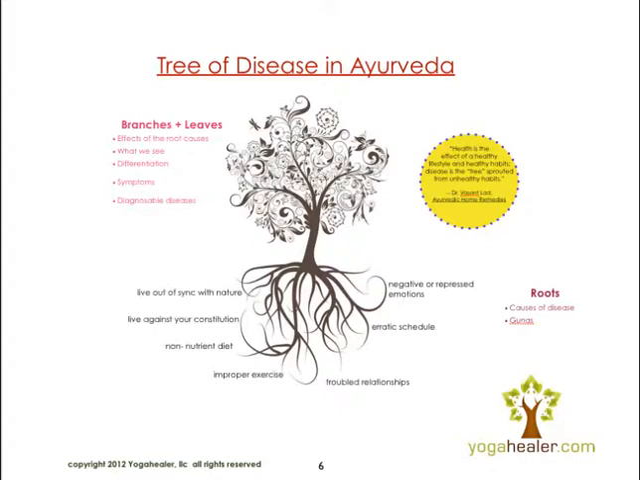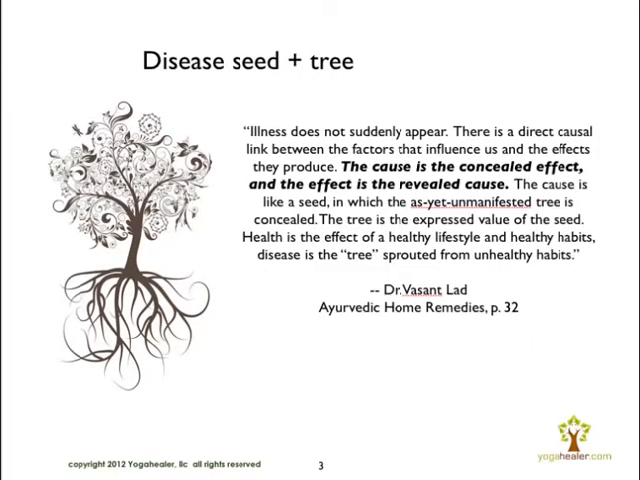And Dr. Vasant Lad, of course, says it just so beautifully. He says, illness does not suddenly appear. There is a direct causal link between the factors that influence us and the effects they produce. The cause is the concealed effect, and the effect is the revealed cause. The cause is like a seed, in which the as yet unmanifested tree is concealed. The tree is the expressed value of the seed. Health is the effect of a healthy lifestyle and healthy habits. Disease is the tree sprouted from unhealthy habits.